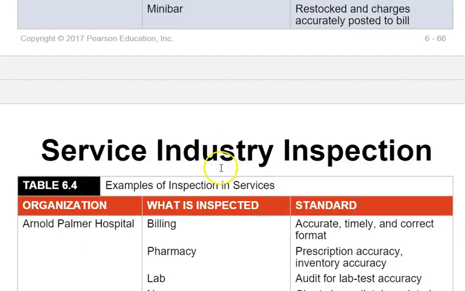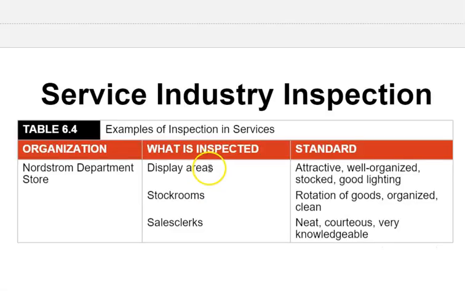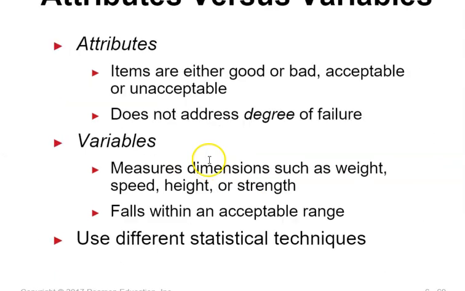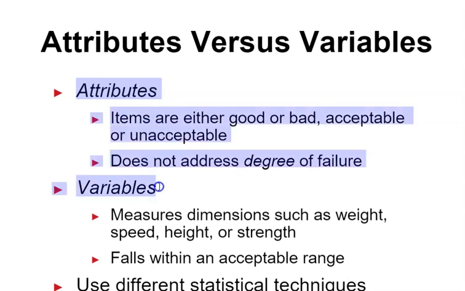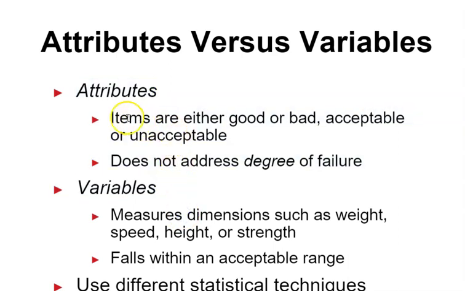Okay, so these are examples that I want you to read from the book as your reading assignment. Attributes versus variables. So what are attributes and how are they differentiated in this book? Attributes are items that are either good or bad, acceptable or unacceptable, and do not address degree of failure. So it puts you in two categories, right? The decision falls into only one group, not a combination or something in between.